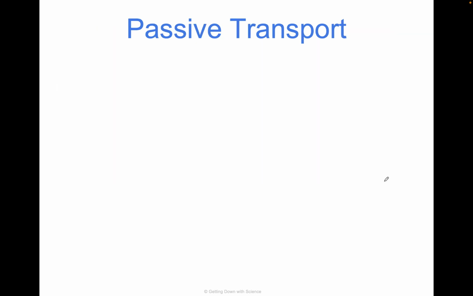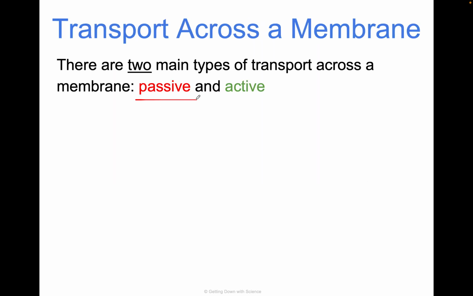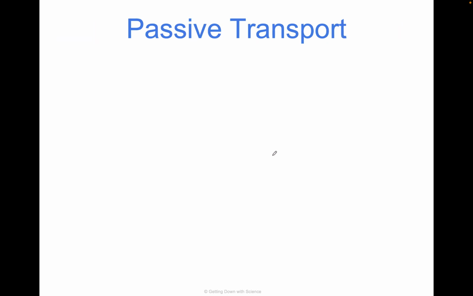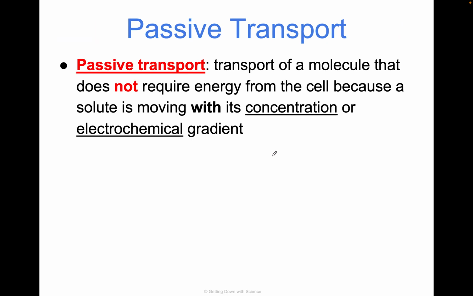So transport across a membrane, there's two main types of it. There's passive transport, which is just things moving across, like you're able to pass through, no problem. And active transport. Active transport requires energy, most of the time assisted by some kind of protein or channel or pump or something. So we're going to take passive transport first, just because it's a little bit easier to explain and understand.